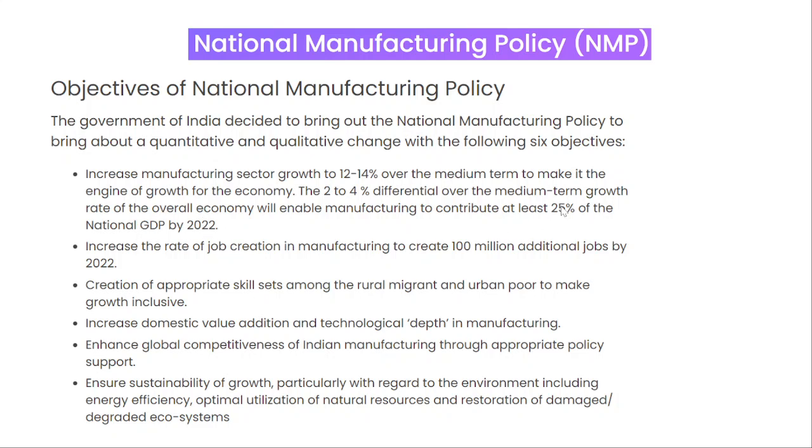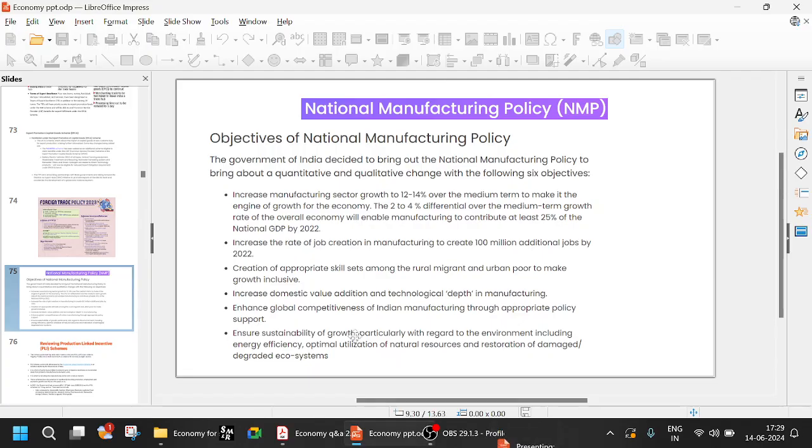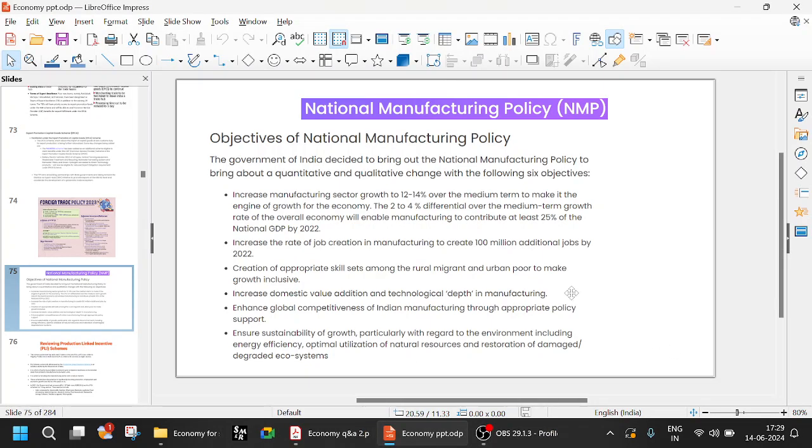So this is more important. The idea is that manufacturing should contribute at least 25% to the national GDP and create 100 million additional jobs. The rest of this, just go through and you can actually make it out with common sense. These specifics you have to remember: 100 million. Anything you see, just read it once. Most of this will come with common sense. These particular statistics or figures, targets, etc., those things you have to try to remember. So in this particular case, we have the 25% of GDP target and 100 million jobs.